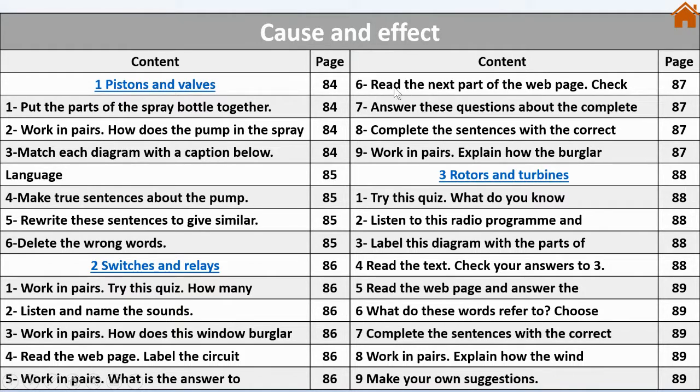If I didn't teach very well, this action will have an effect on the student performance. They might not get a good score in the exam. And my low quality of teaching has a cause. Maybe I did not prepare very well before coming to the class. So these are the meanings of cause and effect.